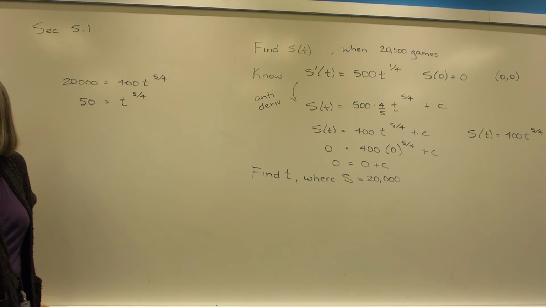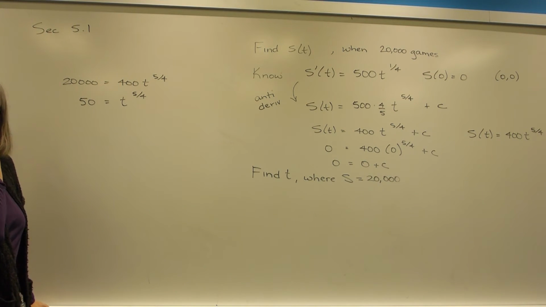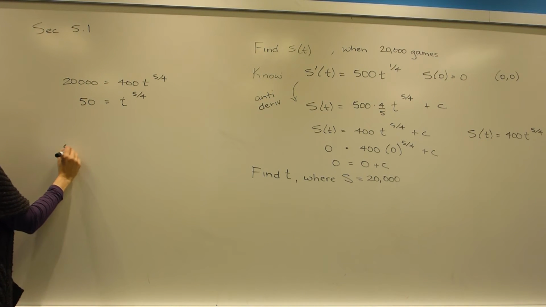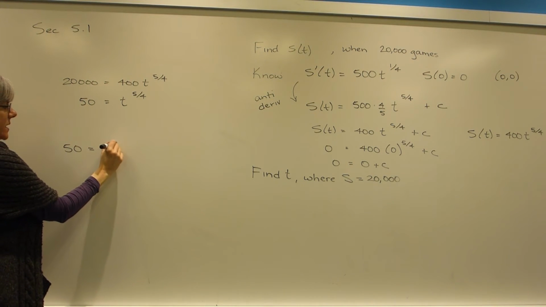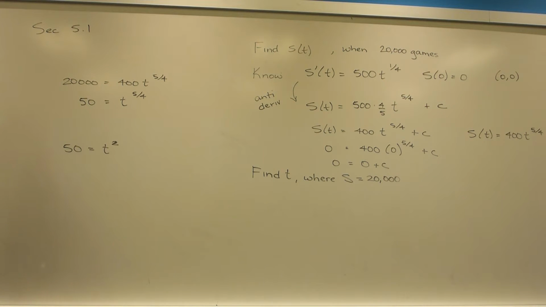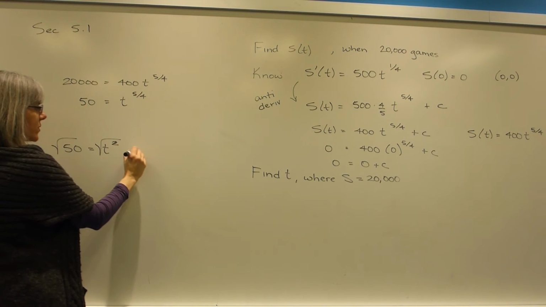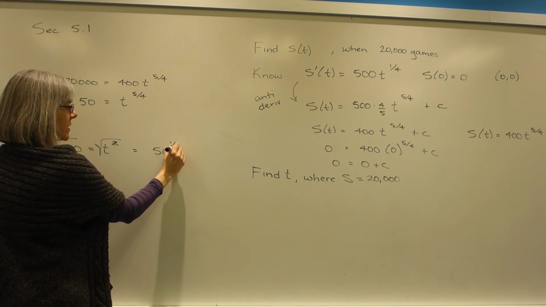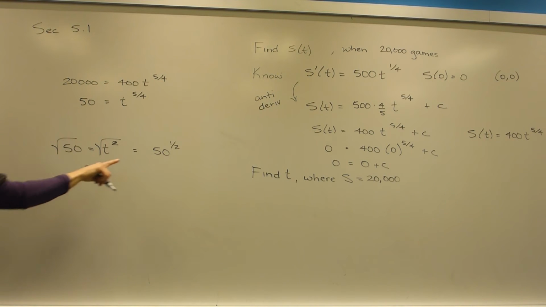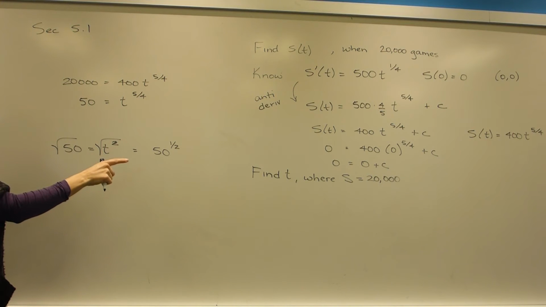Now what do you do? Anybody know how to do that one? You do. You just normally don't think about it when you do square roots. What if I had 50 equals t squared? What would you do? Square root both sides. How do I write square root? Well, close. This would be 50 to the 1/2. Does everyone agree that's true? So that's what square rooting is.